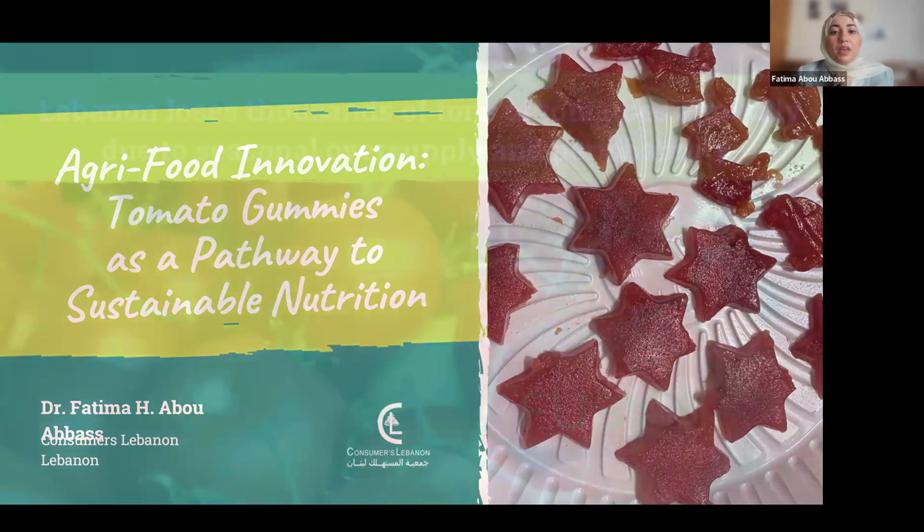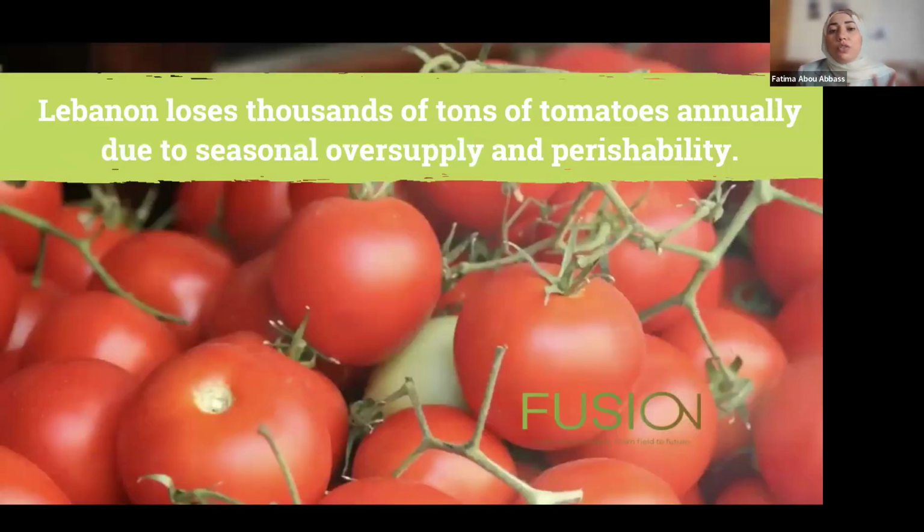As you know, Lebanon and also the other Mediterranean countries lose thousands of tons of tomatoes annually due to seasonal oversupply and perishability.